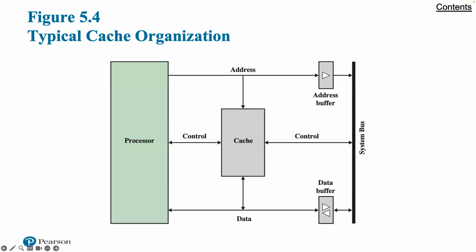So in figure 5.3, we showed that the last two operations occurred in parallel, and this reflects the organization shown in figure 5.4, which is typical of contemporary cache organization. In this organization, the cache connects to the processor via data, control, and address lines. The data and address lines also attach to data and address buffers, which attach to a system bus through which main memory is reached. When a cache hit occurs, the data and address buffers are disabled, and communication is only between the processor and cache, with no system bus traffic. When a cache miss occurs, the desired address is loaded into the system bus, and the data are returned through the data buffer to both the cache and the processor.